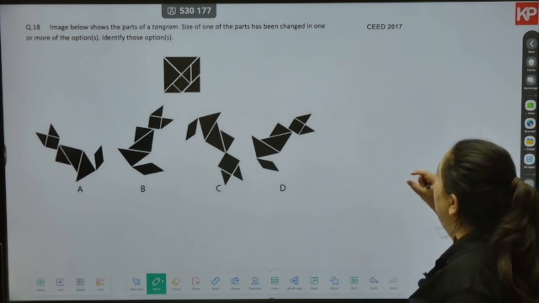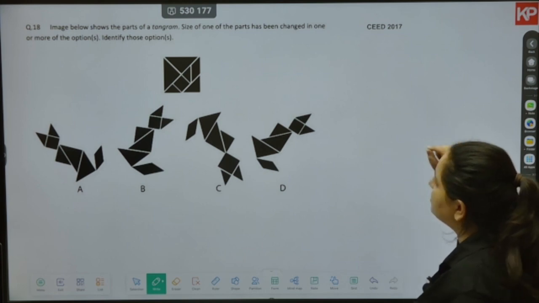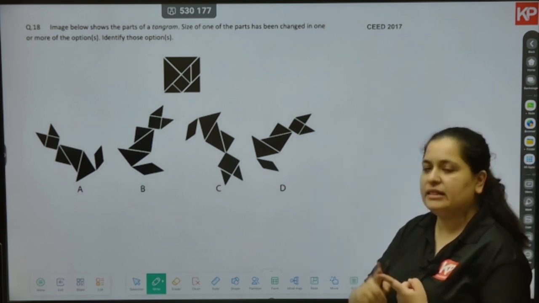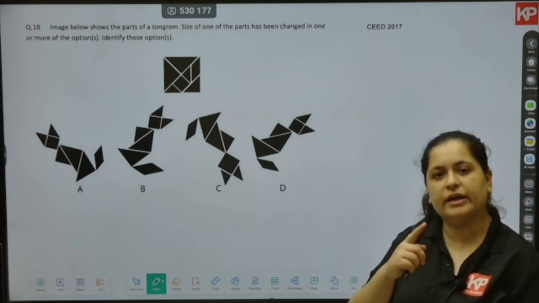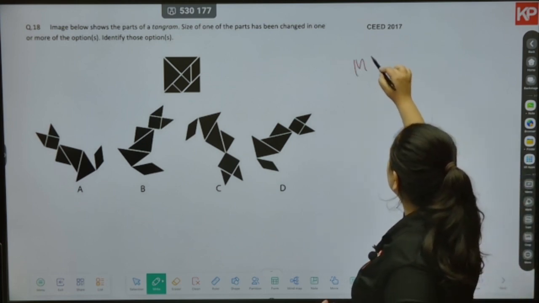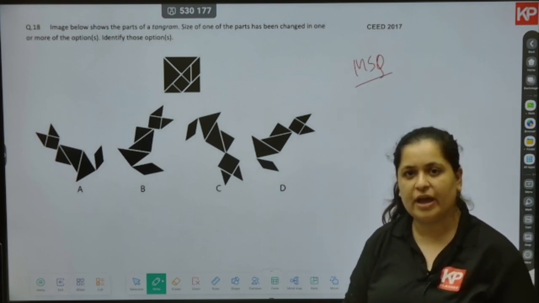Size of one of the parts has been changed in one or more. So there is scaling and the scaling can be in one option or it can be in more than one option. So this is an MSQ type of question to begin with. Okay, how to start identifying the scaling?